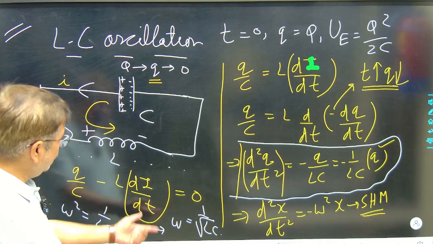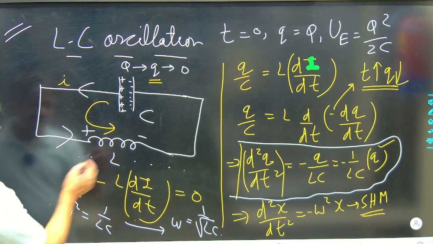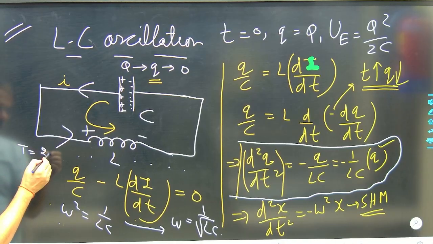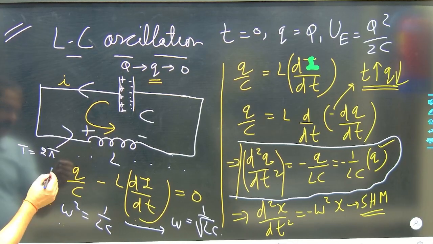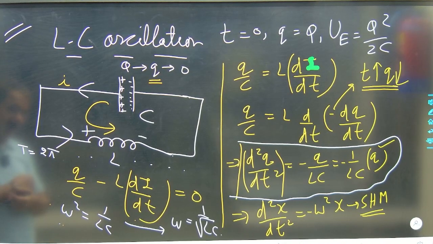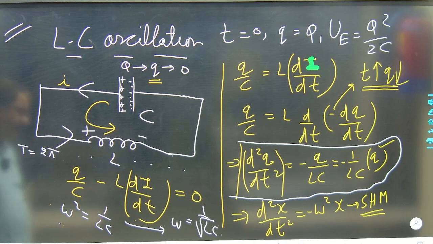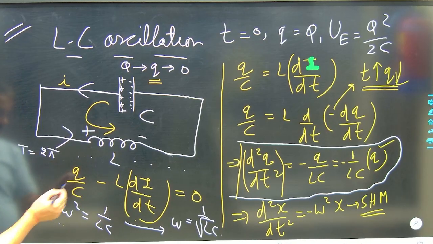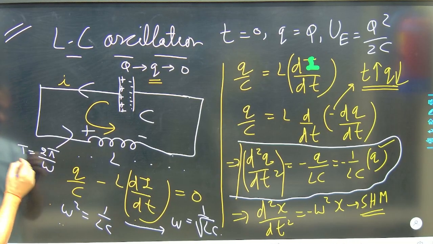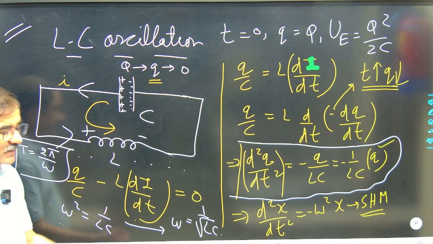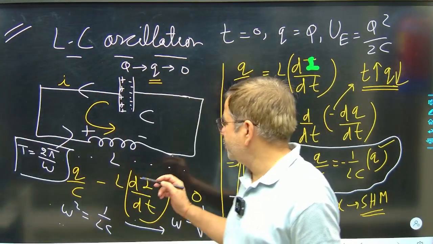Once we have the omega value, I can find out the time period of this oscillation. The time period is 2 pi by omega, and this omega square is 1 by LC. So I got this result for the time period. Getting it? And angular frequency we can have. Further from this result, I can get the frequency of oscillation and everything.